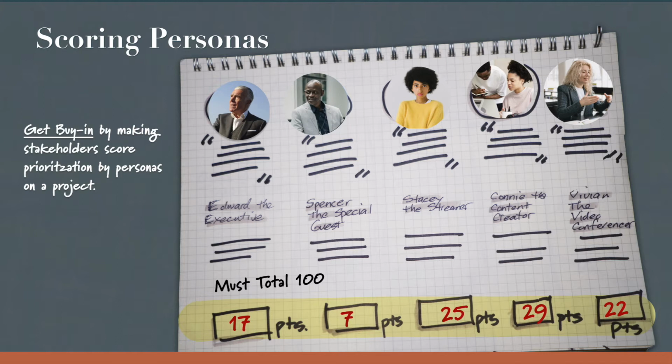So here you see I've got this example, and this might be done in a physical room with stickies and things like that. But you've got 5 personas: Edward the executive, Spencer the special guest, Stacy the streamer, Connie the content creator, and Vivian the video conferencer. I would give each of the stakeholders a card that looks like this, and this might be printed out in a nice form.